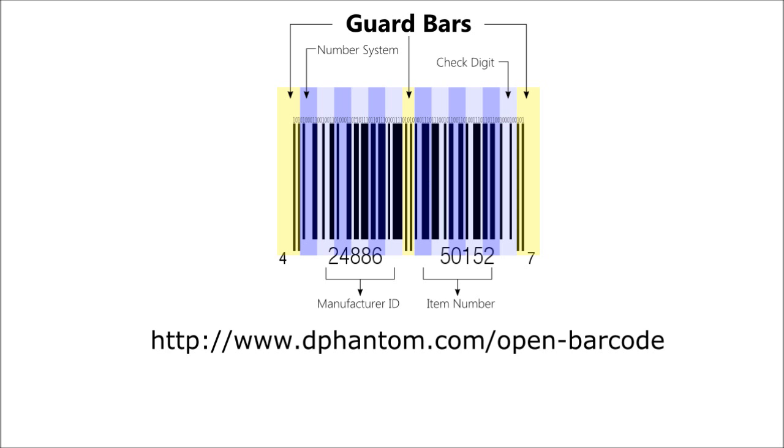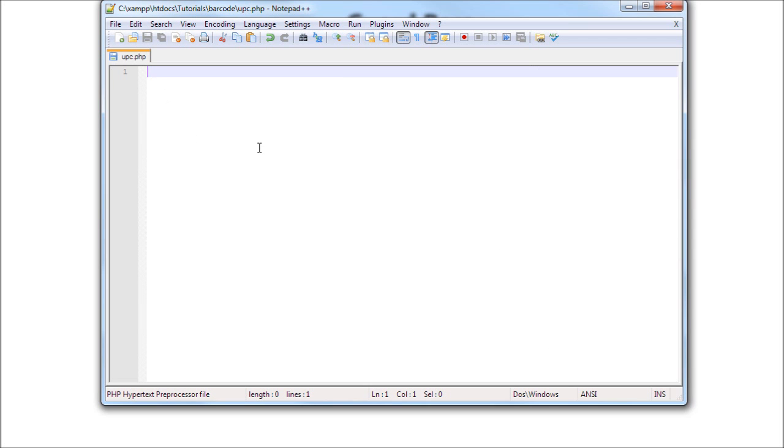Now, let's get started. I'm gonna open Notepad++ and I'm gonna start writing the code. Remember, we're gonna use PHP to generate this barcode, so we start by opening the PHP tags and then closing the PHP tags.